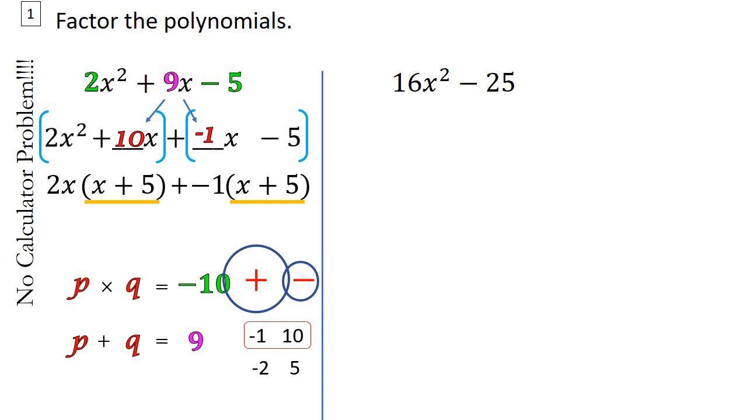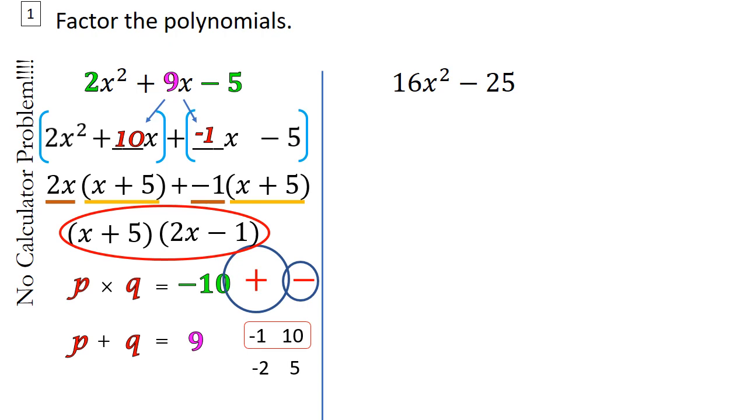So now that I know that they're the same, though, I only need that x plus 5 once. Just 1 x plus 5. I do need another set of parentheses, but what's going to be in it? Well, that's the stuff we pulled out, the 2x and the -1. So x plus 5 times 2x minus 1.